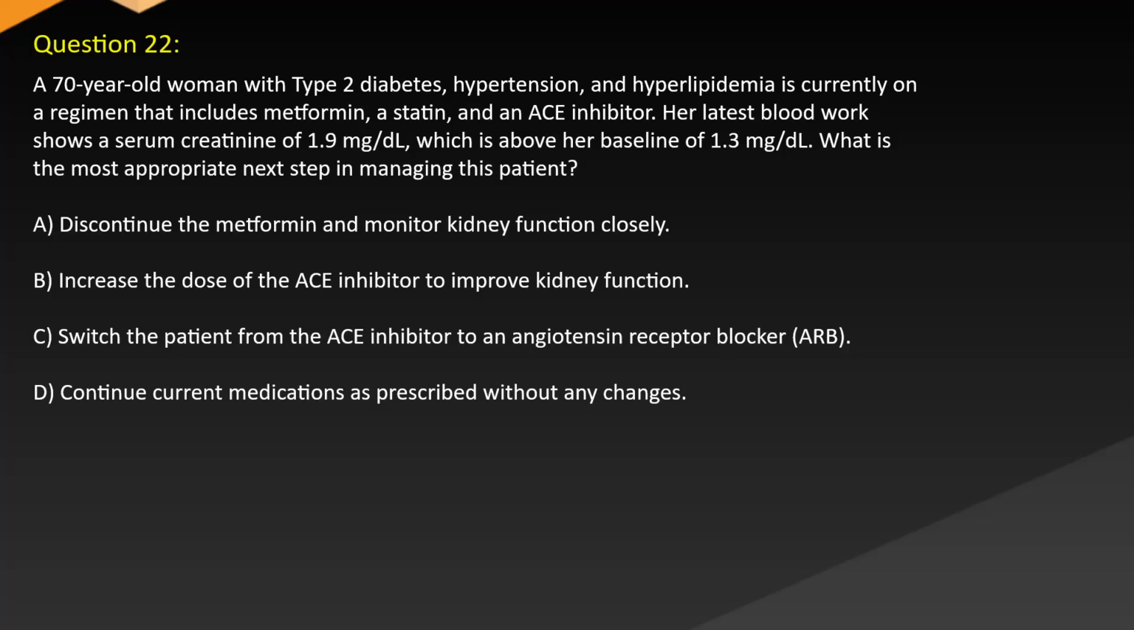A. Discontinue the metformin and monitor kidney function closely. B. Increase the dose of the ACE inhibitor to improve kidney function. C. Switch the patient from the ACE inhibitor to an angiotensin receptor blocker, ARB. D. Continue current medications as prescribed without any changes.